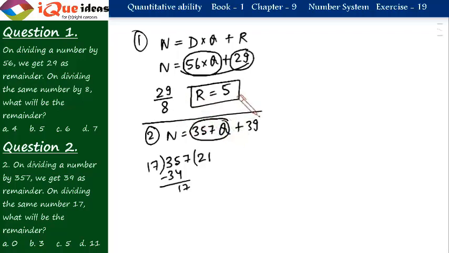Right? 39 is not divisible by 17. So whatever remainder comes, it comes from 39. So 39 divided by 17, 17 twos are 34, so the remainder would be 5. Alright.